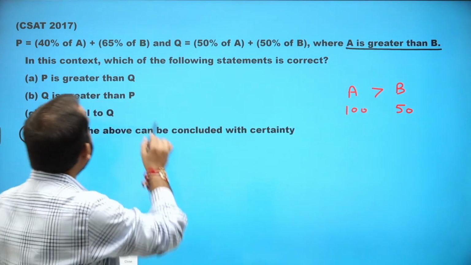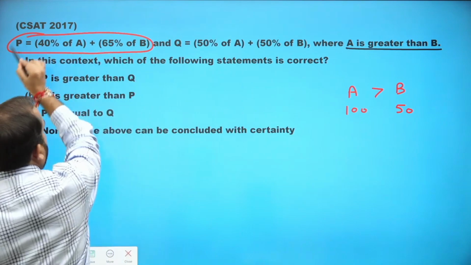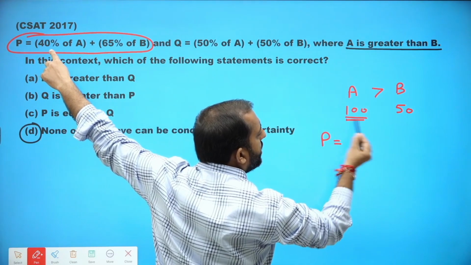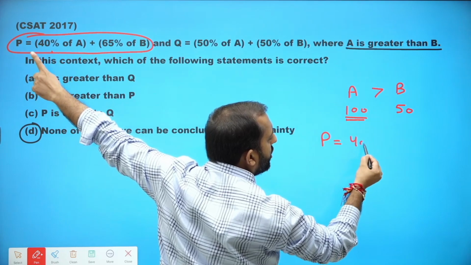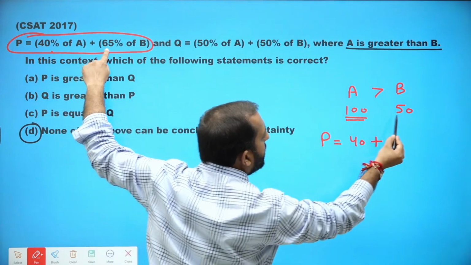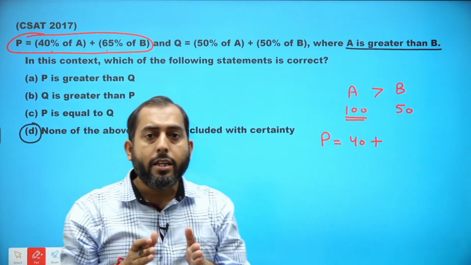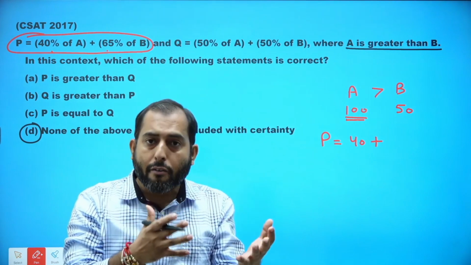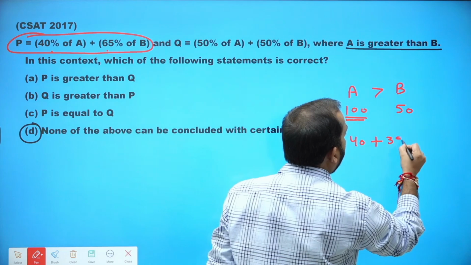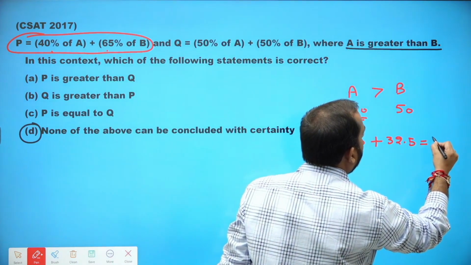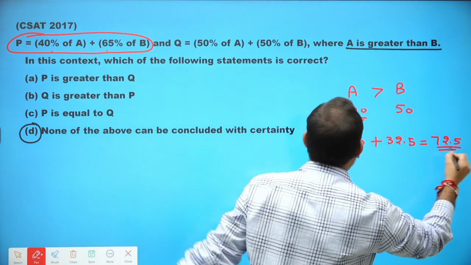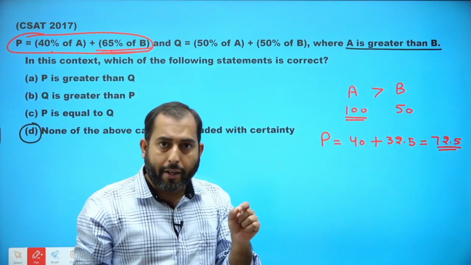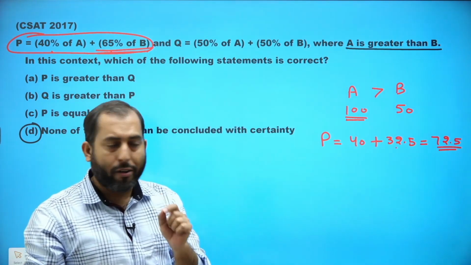For this case, let's try to find out the value of P first. The value of P will be 40% of A, meaning 40% of 100, which is 40 only, plus 65% of B, meaning 65% of 50. 65 upon 100 into 50 becomes half of 65, which is 32.5. So the value of P comes out to be 72.5.